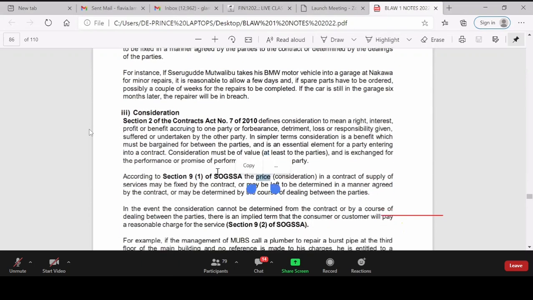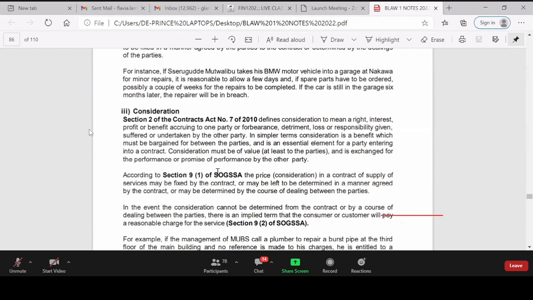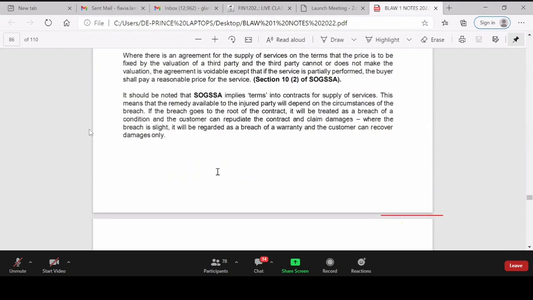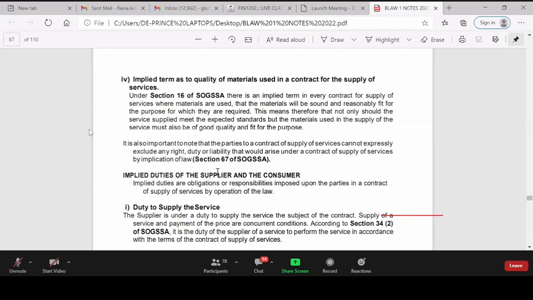Then we have consideration, is another implied term. Consideration, you discussed this in the law of contract, you know what it means. So in a contract for supply of services, there must be consideration. It is not something that is going to happen for free. You will not go to a doctor for treatment and then you just smile and walk out of the hospital. You must pay for the service. It is not for free.